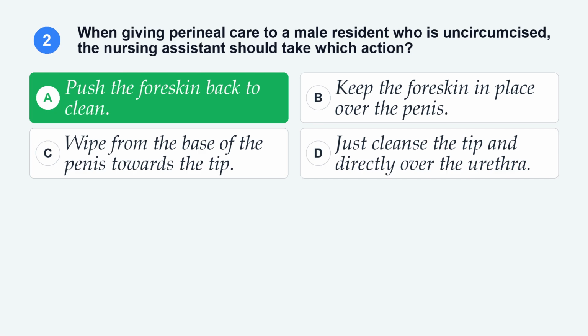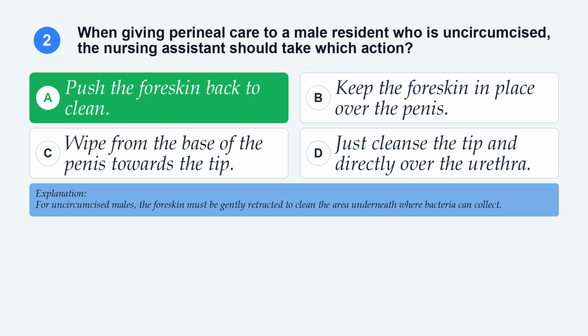The correct answer is option A. Push the foreskin back to clean. Explanation. For uncircumcised males, the foreskin must be gently retracted to clean the area underneath where bacteria can collect.